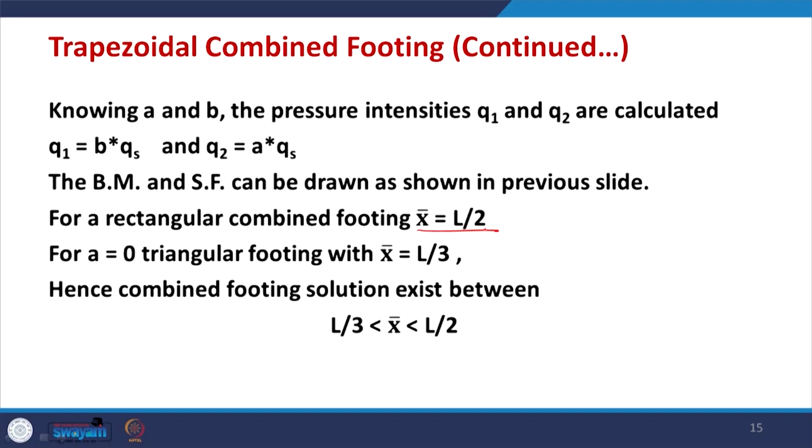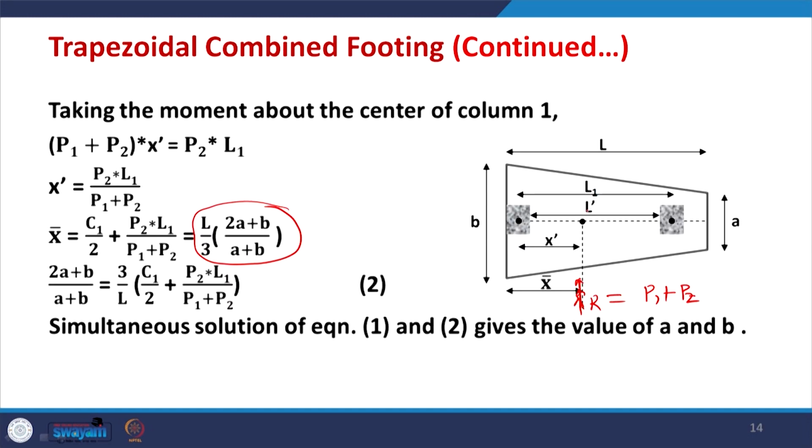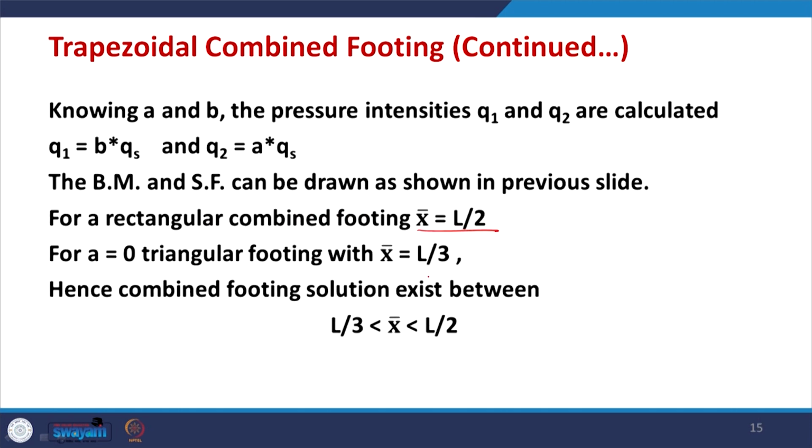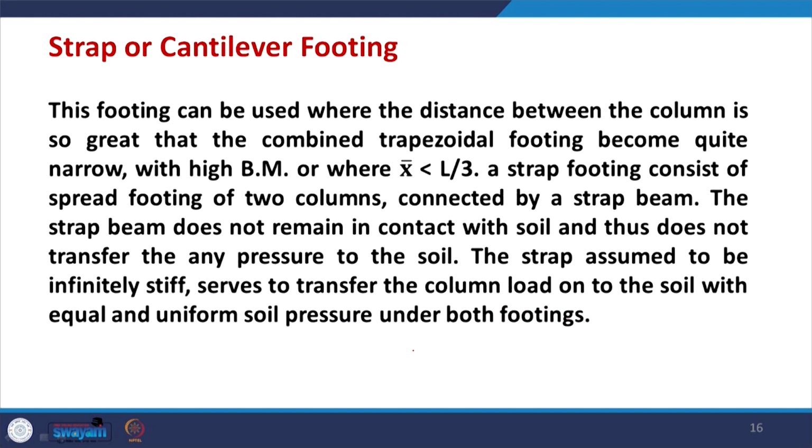and again we find the maximum bending moment, and that maximum bending moment is used in the structural design of the footing. It is important to note that for a rectangular combined footing x bar was L by 2, while if you have a triangular footing, that means when I put the value of A equal to 0 and you have B only, then this becomes a triangular footing, and for a triangular footing x bar will be L by 3. So, a trapezoidal footing will have a solution where x bar should be greater than L by 3 and less than L by 2. This check needs to be applied when we design a trapezoidal footing, that the value of x bar lies in this range. So, this was about the trapezoidal footing.